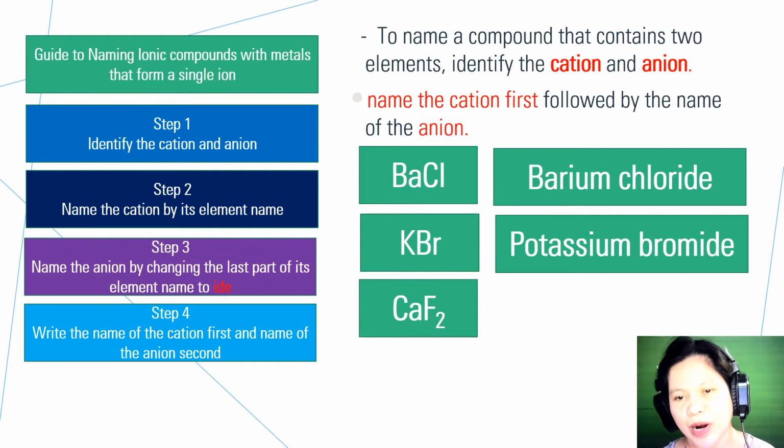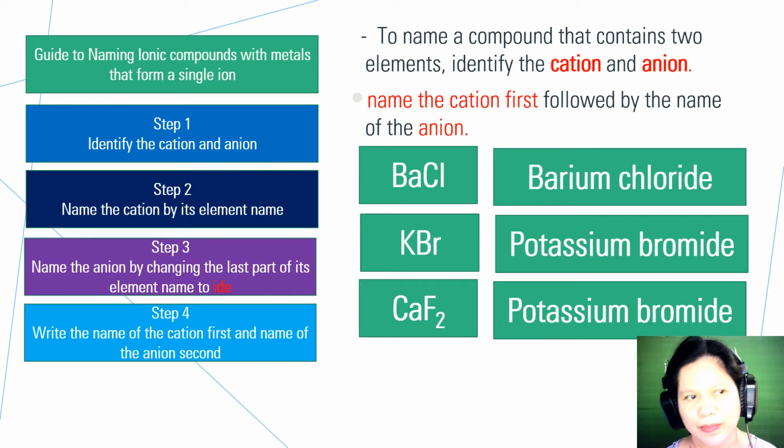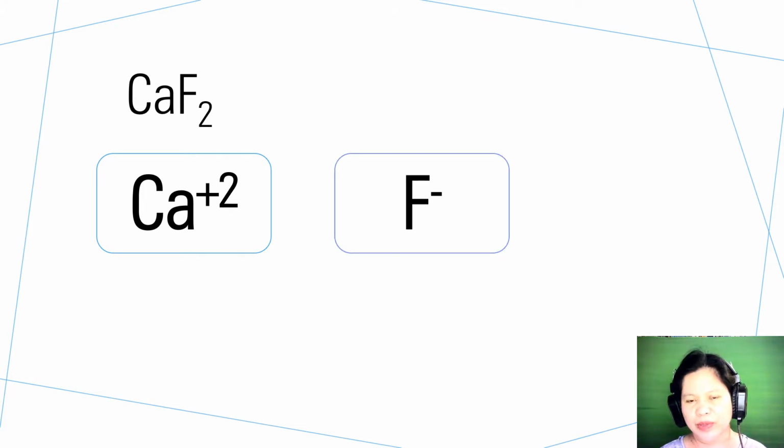So, what would be the name of our compound? So, the name of our compound is calcium fluoride. So, once again, the given is calcium fluoride. First, we have to identify which one is a cation. So, what are the elements present? Calcium, which is positively charged, a positive 2 charge, while fluorine is -1. You might be wondering why the formula is like that. CaF2.